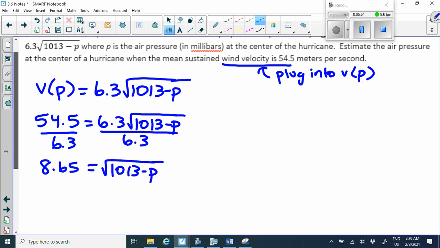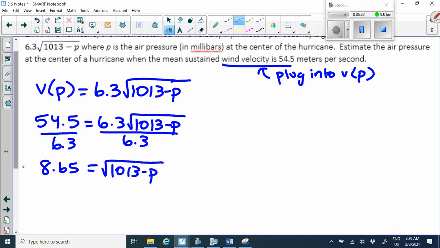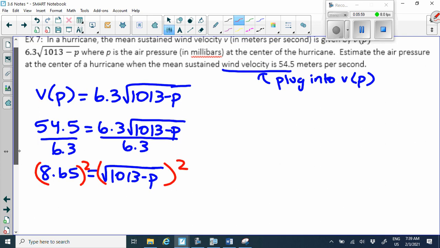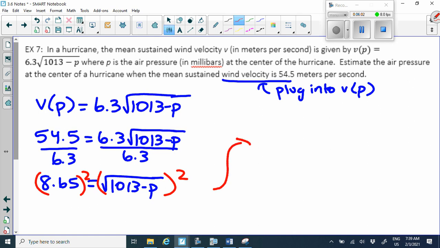Now, how can we undo that square root? Well, the inverse or opposite is going to be squared. So from there, we do 8.65 squared. So we get about 74.84. So I'm kind of rounding here. So we do 8.65 squared. Yeah, 74.82. There we go. And then we have 10,013 minus p. Okay, I'm going to subtract 10,013 from both sides.